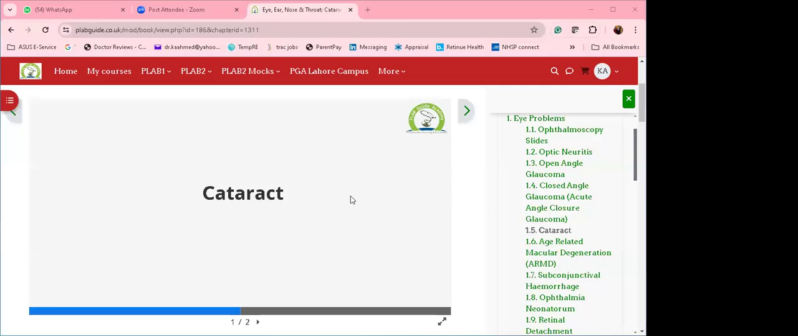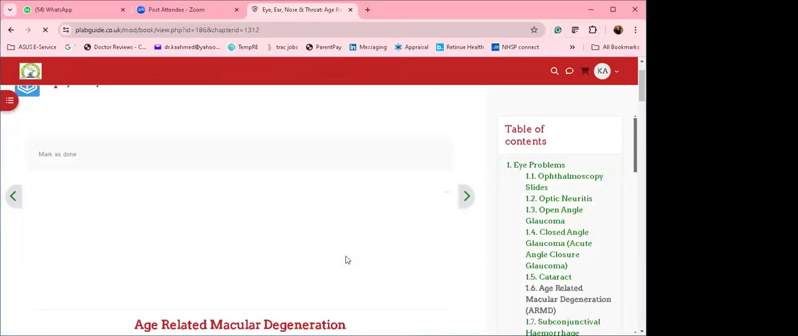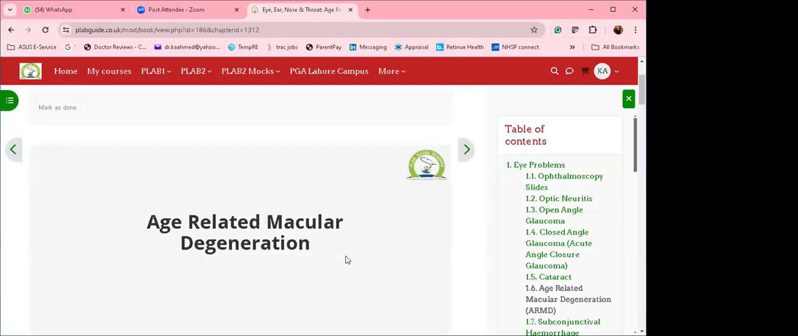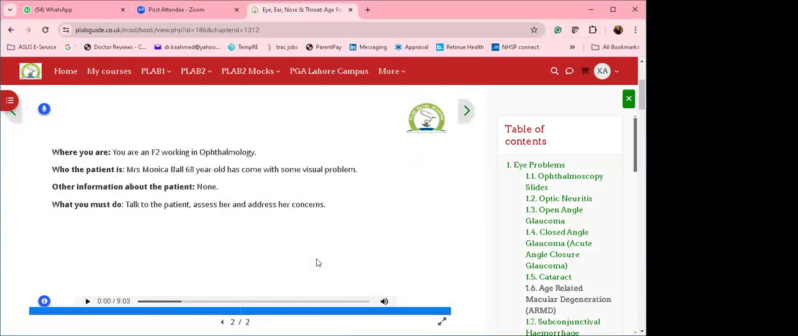Age-related macular degeneration. All right, so let me check what scenario you have put for age-related macular degeneration. You are in foundation year two working in ophthalmology. Who is the patient? A 68-year-old with a visual problem. Talk to the patient, assess her and address her concerns.